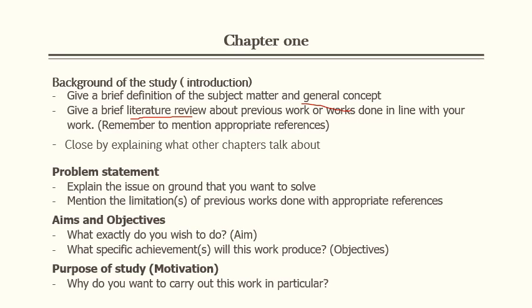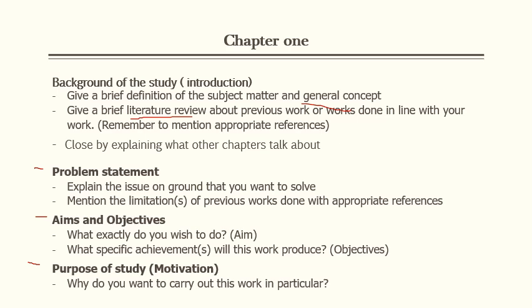You close by explaining what other chapters talk about. That is after you've written all these other ones, and you now come back to closing with what the other chapters cover. You say in chapter 2 we talked about the literature review, where we reviewed previous work in detail and every concept in the work. In chapter 3 we talked about methods and materials and things like that. So you just briefly explain what the other chapters are about.